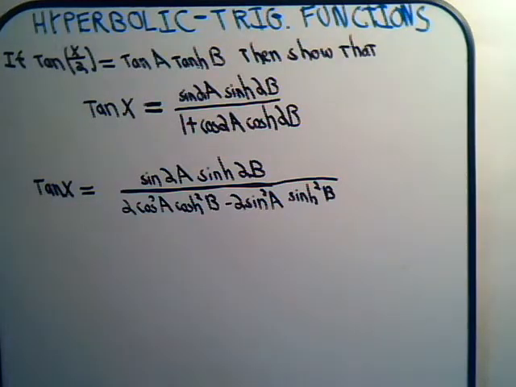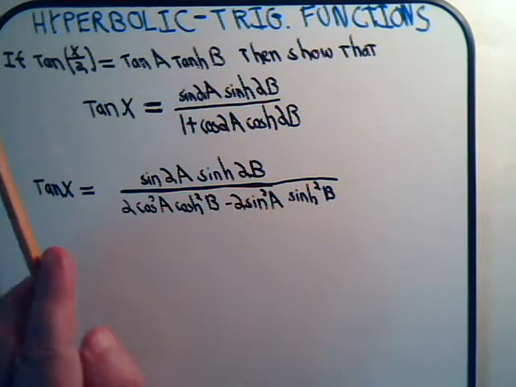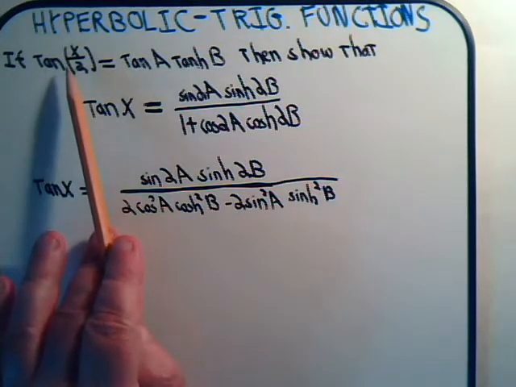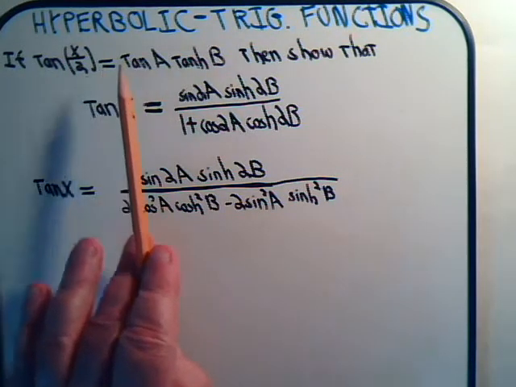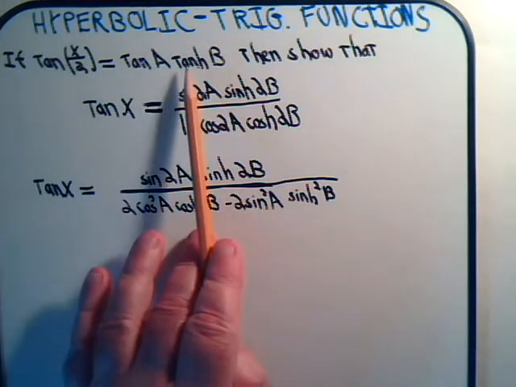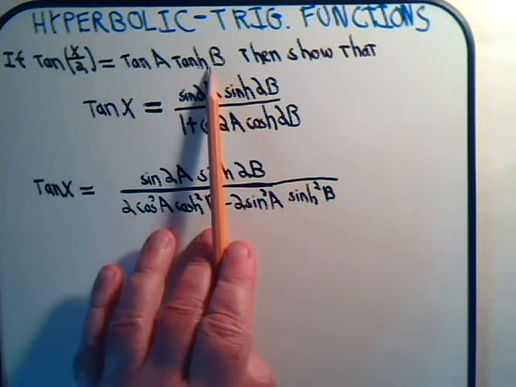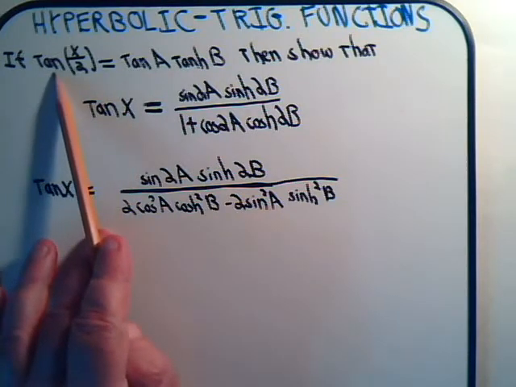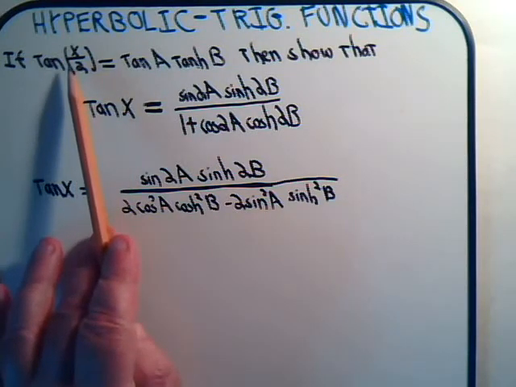Okay, in the last video, we were considering this problem. If you have this relation where the tangent of some variable x over 2 is equal to the tangent of one variable times the hyperbolic tangent of a different variable, so that when these are multiplied together, it gives you the value of the tangent of x over 2.